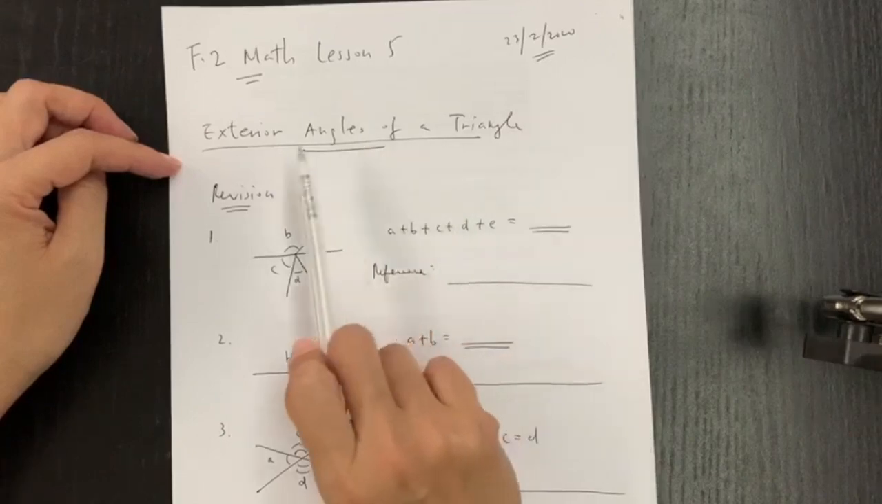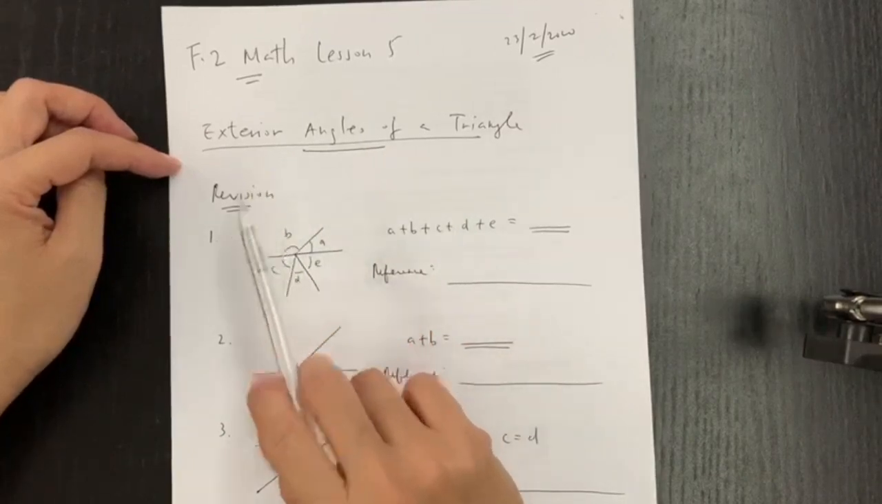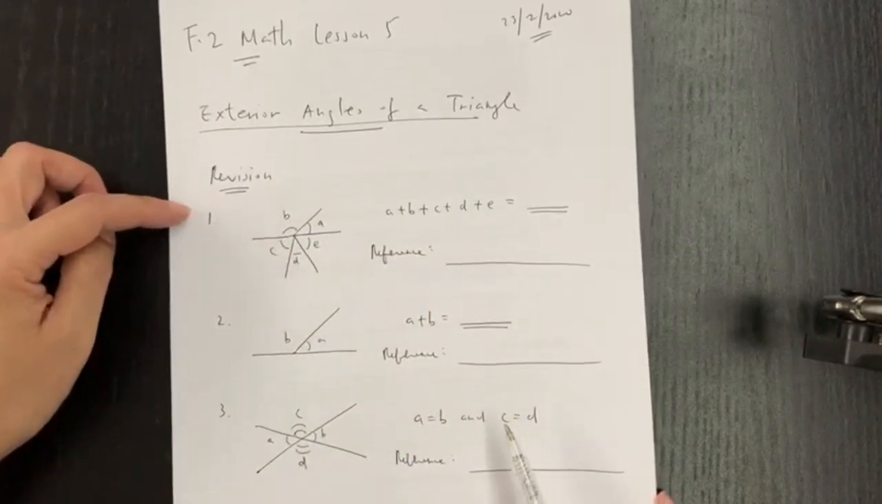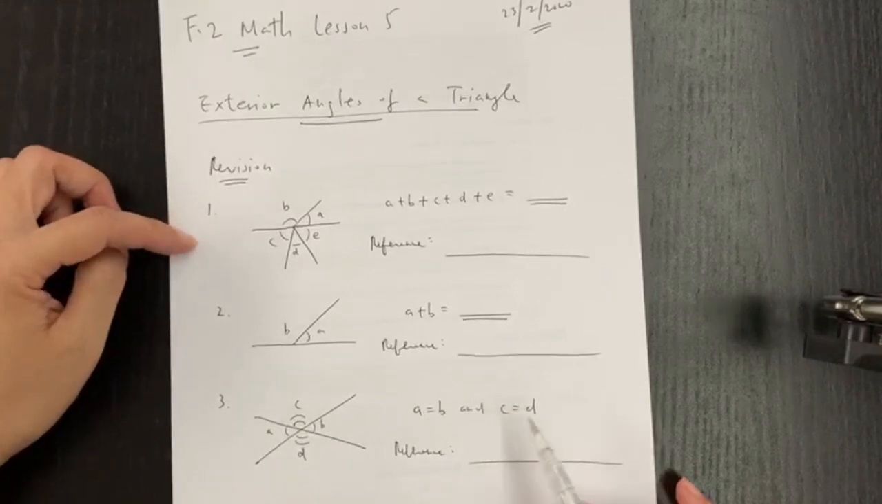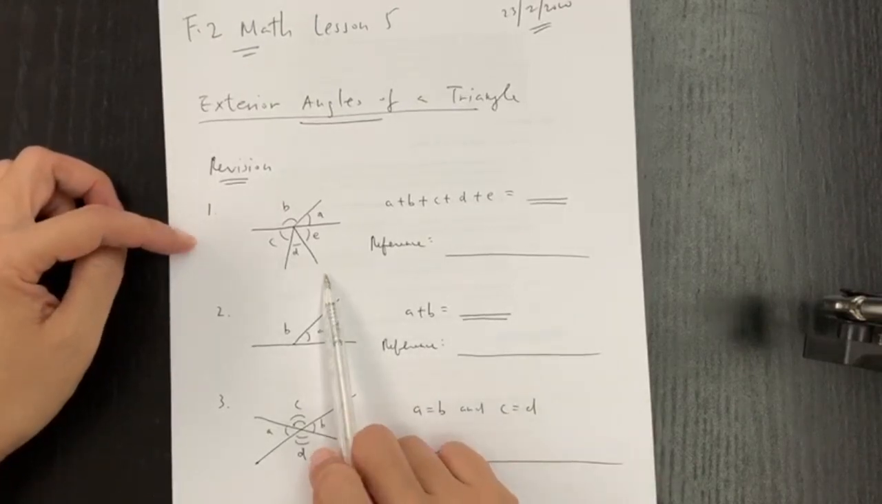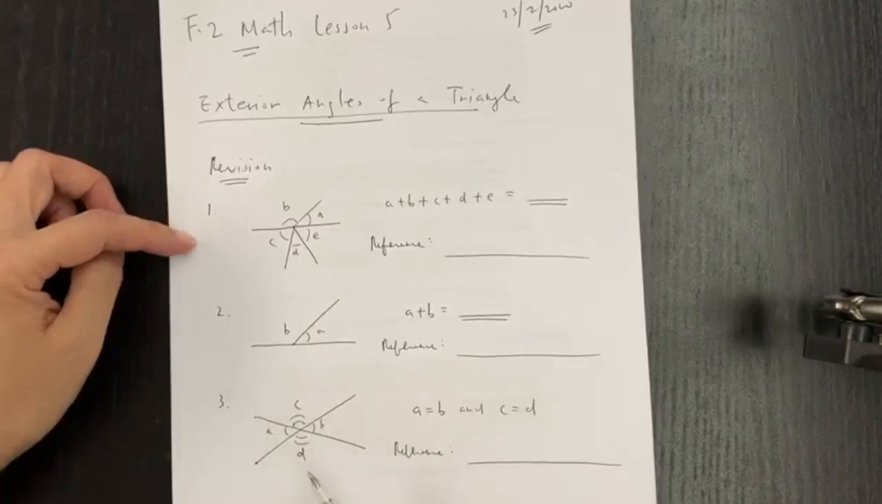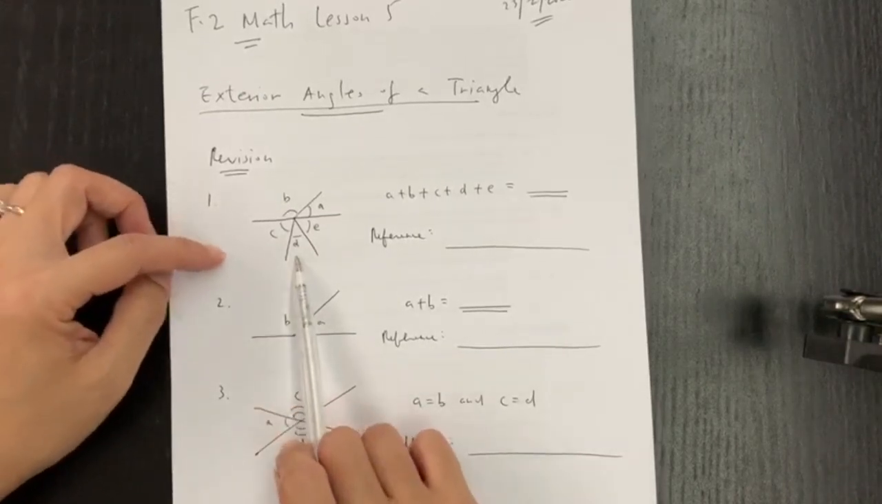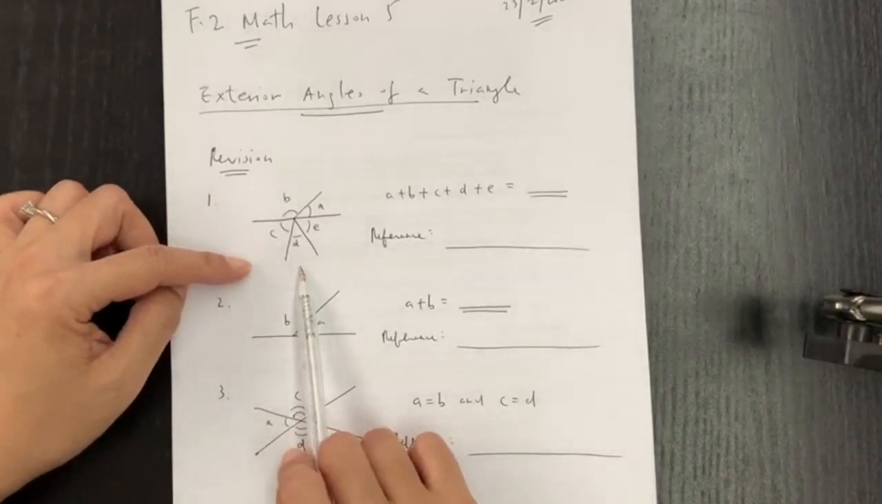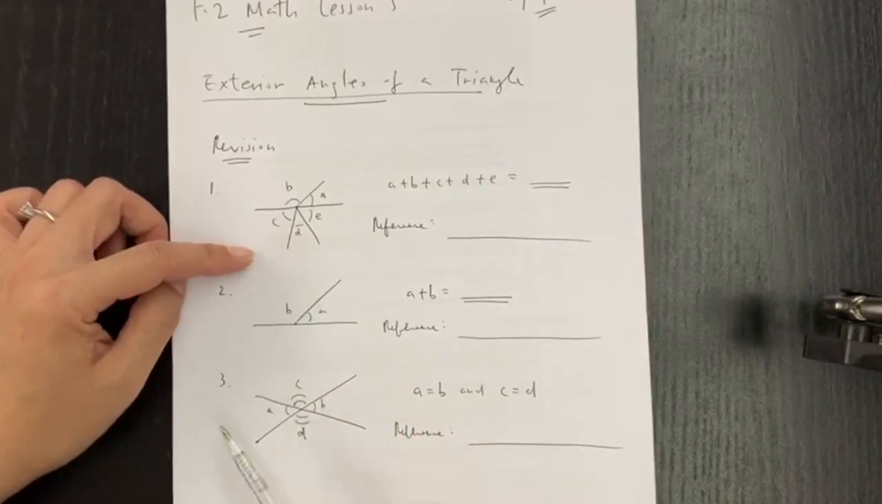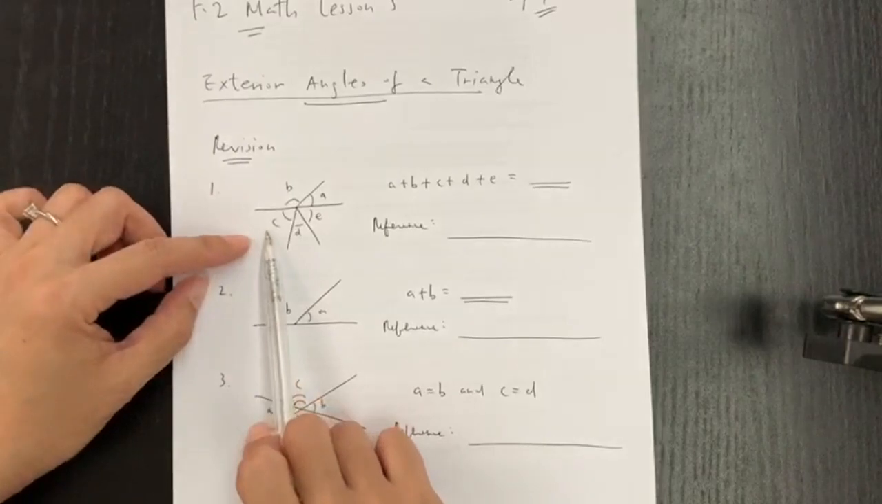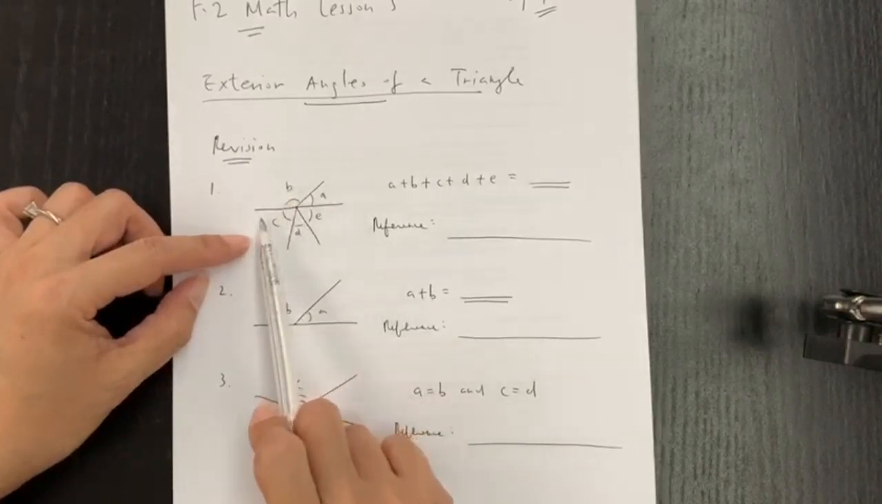Before we look at exterior angles of a triangle, let us do some revision. That is what you have learned in Form 1, okay? Actually you can draw all these diagrams in your class workbook as part of the notes and revision as well. Now here, the first one, you have A, B, C, D, E.